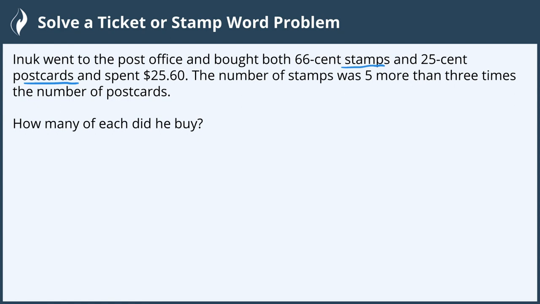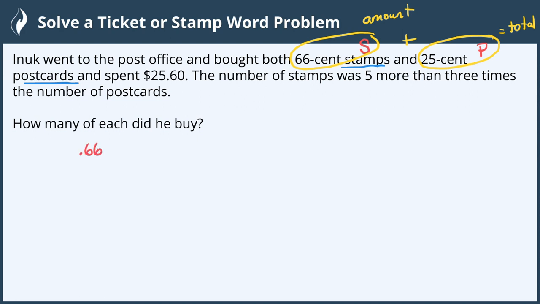I'm going to go ahead and use the variable s to represent the number of stamps and p to represent the number of postcards. If we multiply the value of the stamp by the number of stamps and the value of the postcard by the number of postcards, we will get the amount for each of those. If we add those amounts together, then we will get the total altogether for both of them, which is $25.60. This is our first equation.